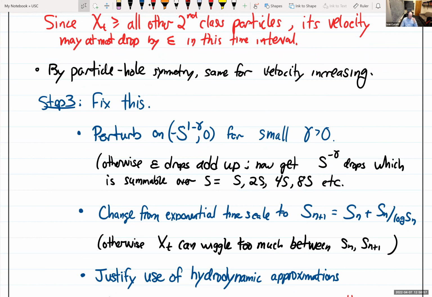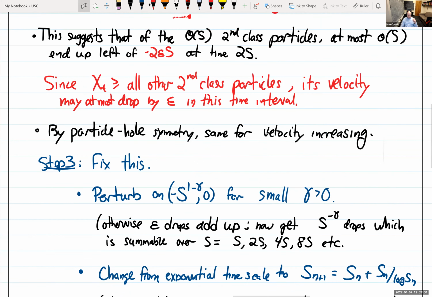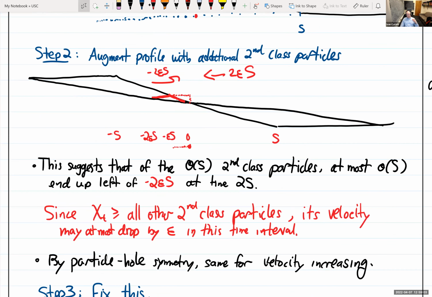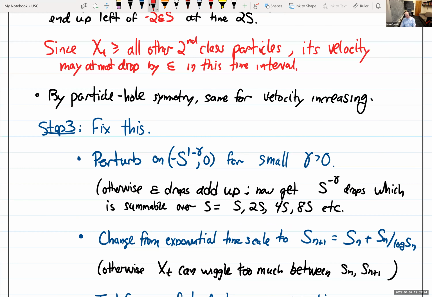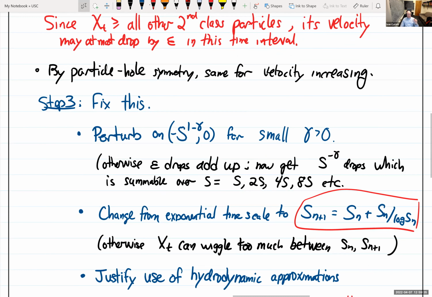Another problem that can occur is that this argument is only going to control me between times s, 2s, 4s, 8s. I need to control wiggles, how much the second class particle can move in between. And in order to do that, I can use some brutal Poissonian bounds. But those brutal Poissonian bounds are too brutal to allow for this sort of exponentially growing time scale. So actually what's more natural is to choose a time scale where you go not quite at exponential growth, something like e to the square root of m or n growth. And then once I do that, I'm able to control with some Poissonian bounds the intermediate behavior.